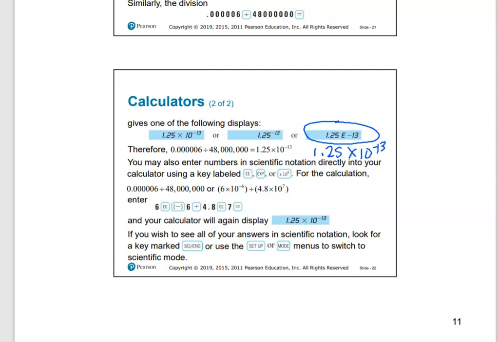You may also enter numbers in scientific notation directly into your calculator using a key labeled EE, EXP, or 10 to the x power. For this calculation, you could just type in 6 times 10 to the negative 6 divided by 4.8 times 10 to the 7th, and you would get your answer. If you wish to see all the answers in scientific notation, look for a key marked SCI for Science/Engineering, or use the Setup or Mode menus to switch to scientific mode.